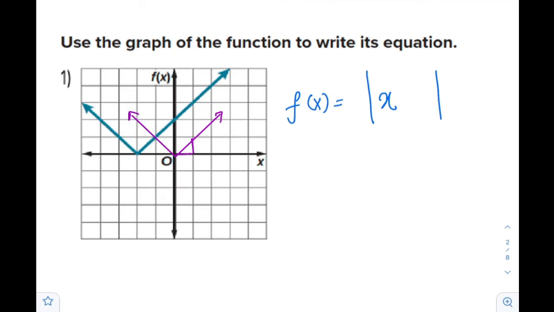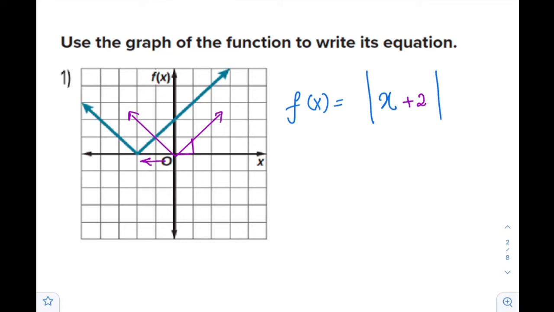Now, let's see if it has been moved. Yes, it has been moved 2 units to the left. So that means I will put plus 2. It's not moving up or down, it didn't move up or down. So we will not add here anything. 0 movement. So I'll leave it as it is.